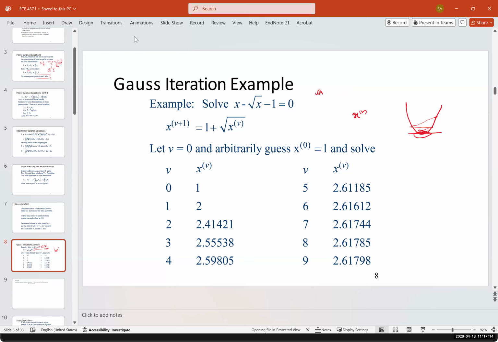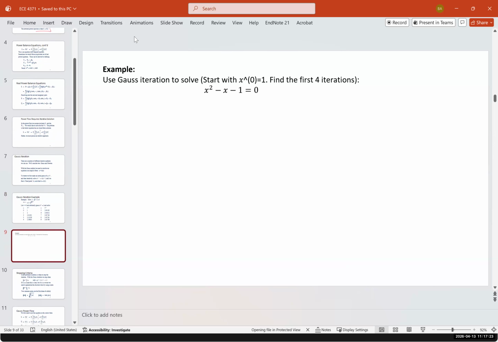So again, you just rewrite the equation, replace the numbers, and find the value for each iteration. Now, for the first example, I'm going to make this a quiz, and mainly it's just for attendance. We want to use Gauss iteration to solve the following equation: x squared minus x minus 1 is equal to 0. We want to start with x to the power of 0 equal to 1, and find the first 4 iterations.